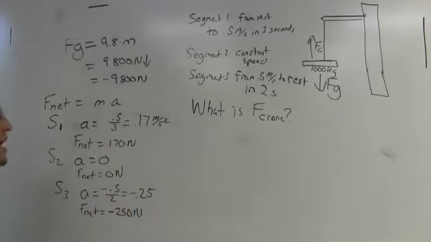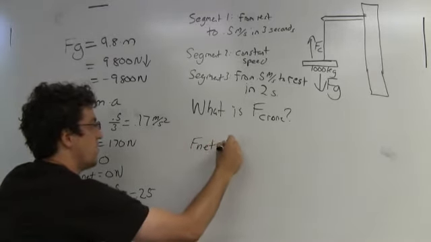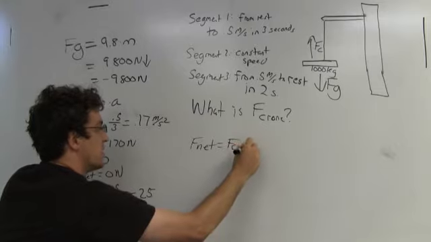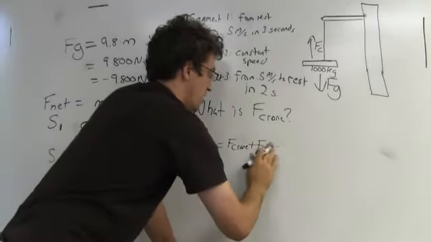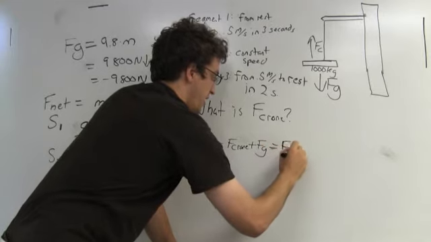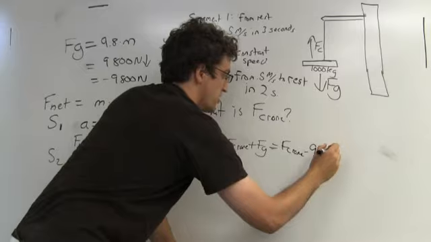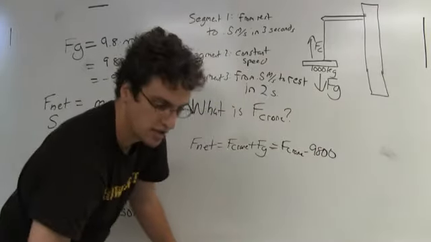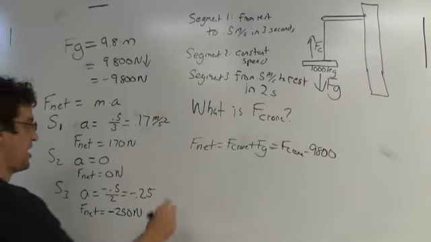Now, how does knowing F net help us find F crane? Well, we know that F net is the sum of all the forces. So F net is equal to F crane plus Fg, which is equal to, of course, F crane minus 9,800 newtons. And so for each segment, if we plug in F net, we can solve for F crane.